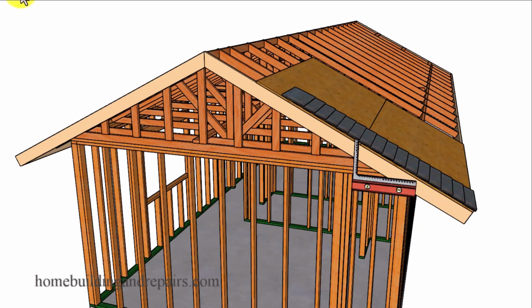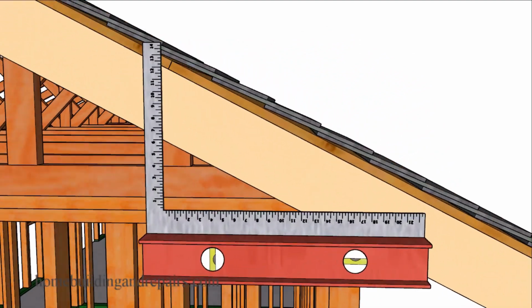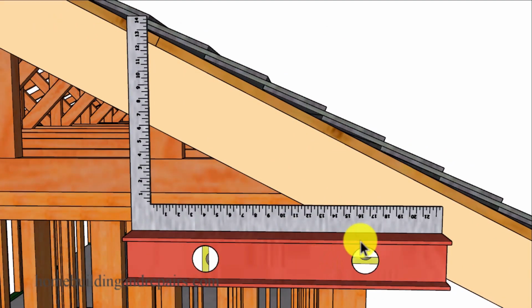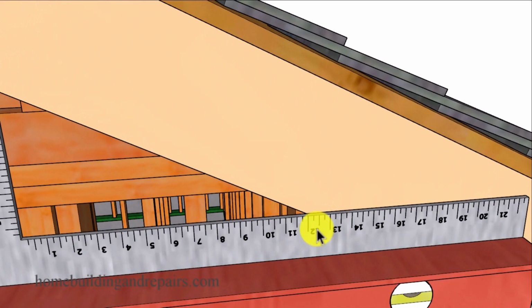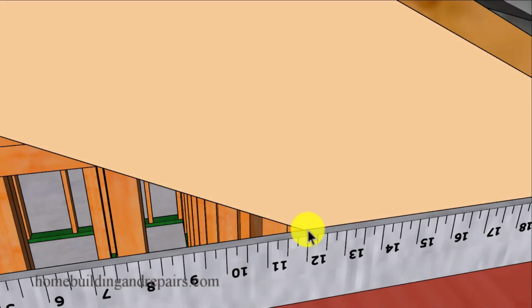And this can usually be done with a framing square and a level. You can do this by leveling the bottom of the framing square and then lining the framing square up with the number 12. That is the most common number used by architects and builders to figure out the pitch of the roof.